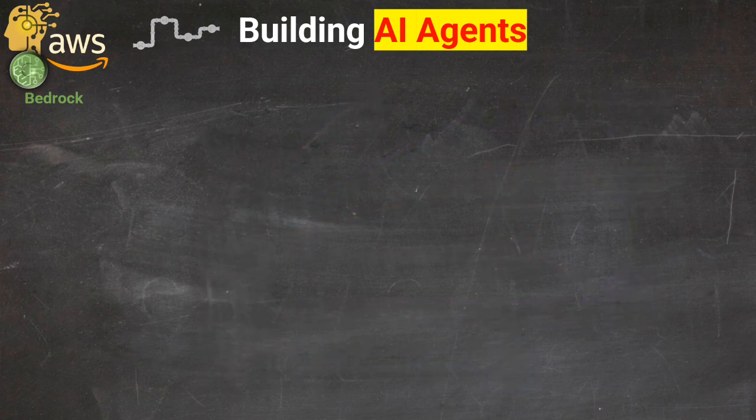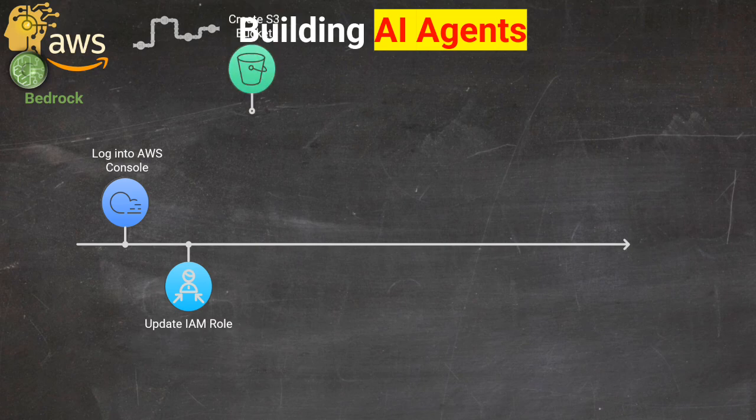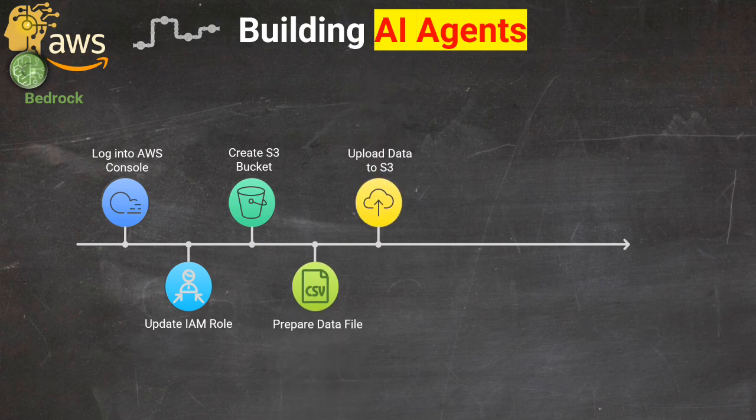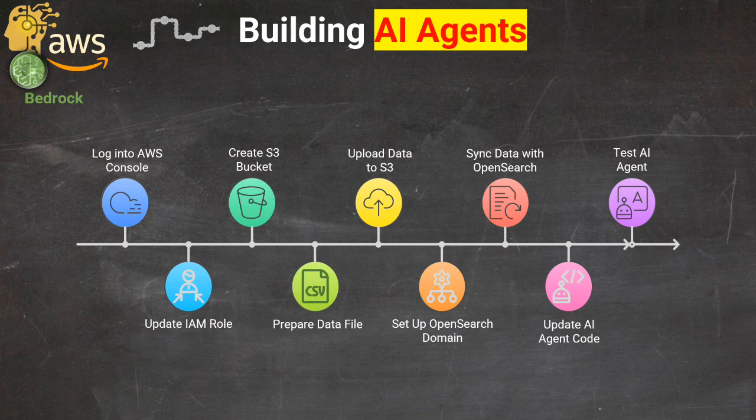Let's go one step deeper and start where it all begins. First, we log to AWS console and update our IAM permission and role to have the needed access to Amazon Bedrock. It's a simple first step. Next is to create an S3 bucket, prepare our stock data, and upload it to S3. We can then create our knowledge database, OpenSearch, and sync it with our input data. Finally, we can implement our AI agent code and start testing it.